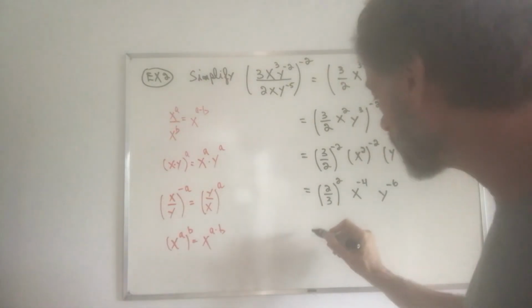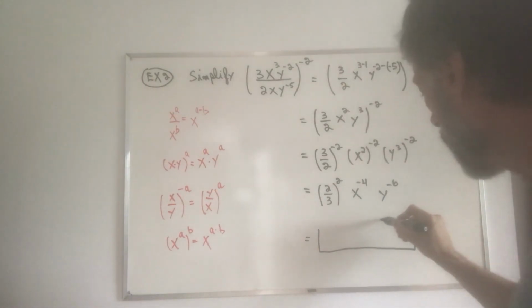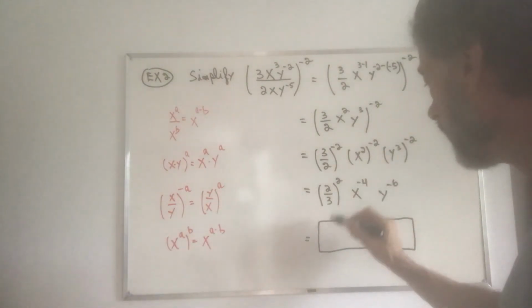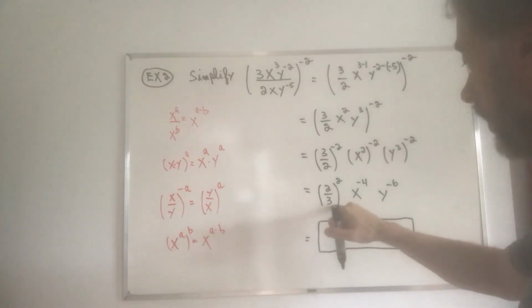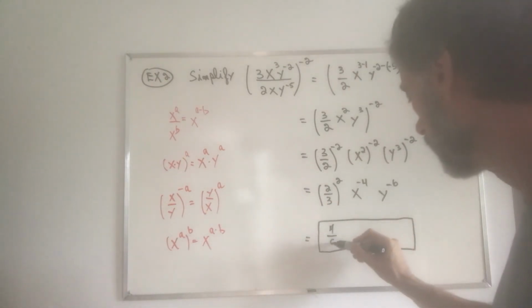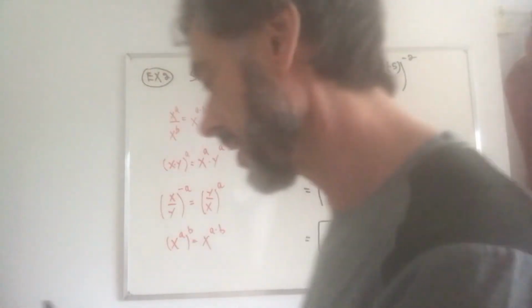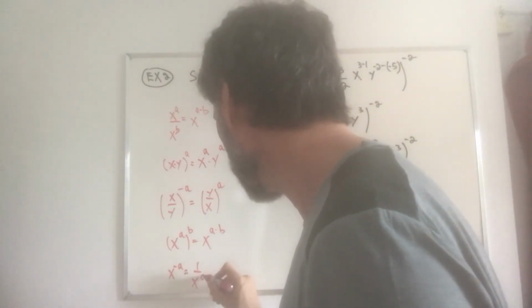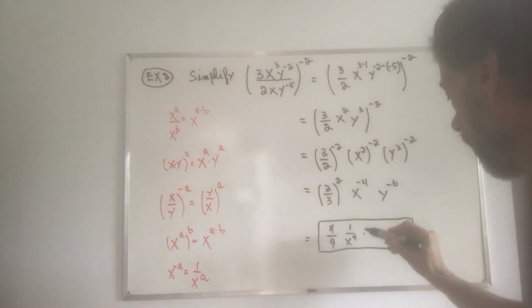So one extra step, which would take me to my final answer, which I'm going to box, would be to do something like this. That would be 2 to the 2, 4, 3 to the 2, so 9. x to the minus 4. Remember that rule? So x to the minus a, what is that? We said 1 over x to the a. So that's going to be 1 over x to the 4.